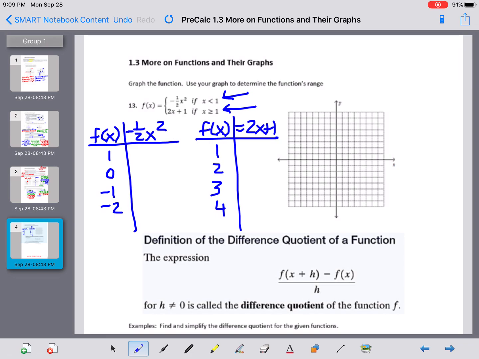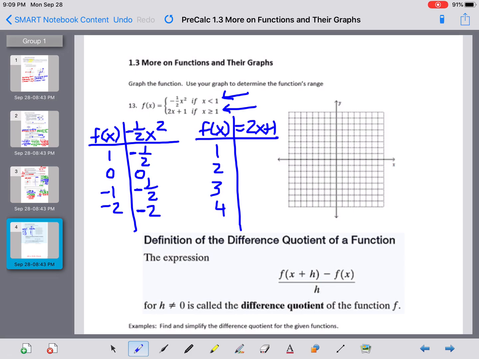So now we plug in. 1 squared is 1 times negative 1/2 is negative 1/2. 0 squared is 0. 0 times negative 1/2 is 0. Negative 1 squared is 1 times negative 1/2 is negative 1/2. Negative 2 squared is 4. 4 times negative 1/2 is negative 2. Okay? I'm going to graph that part of the graph.